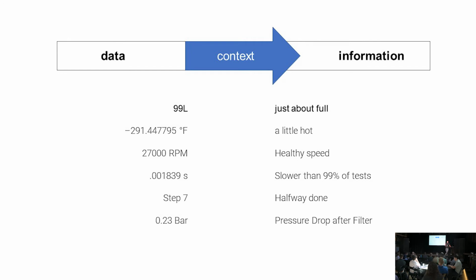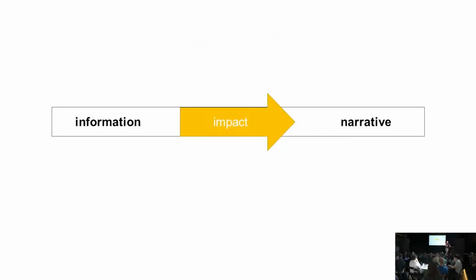But we're not to a story yet. We're not to a narrative. So now we're going to take that information and add impact, and now we get our narrative. Impact is the so what of it. The engine's running at 24,000 RPM. It's normally at 27. You're in the red zone.